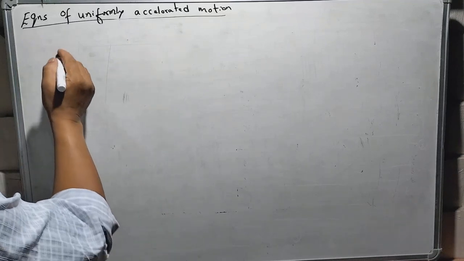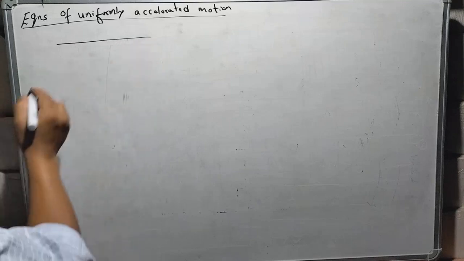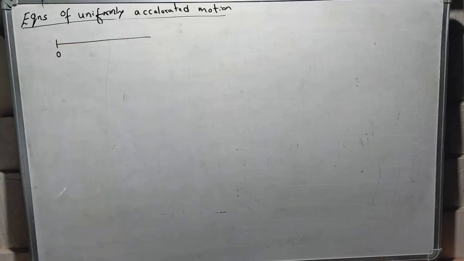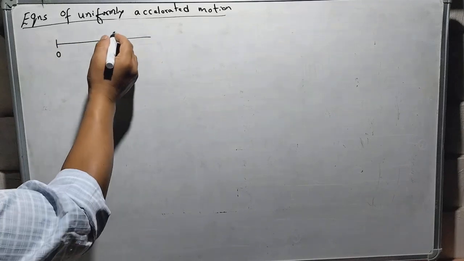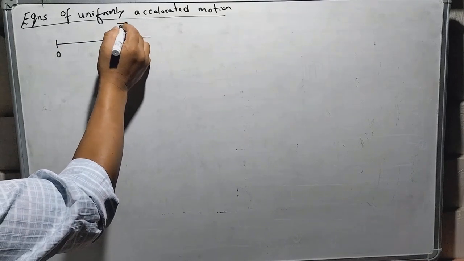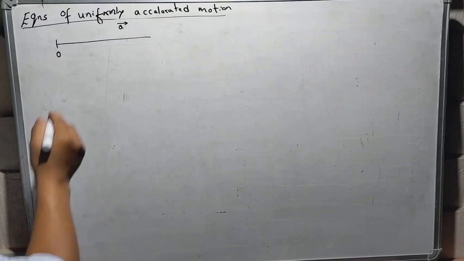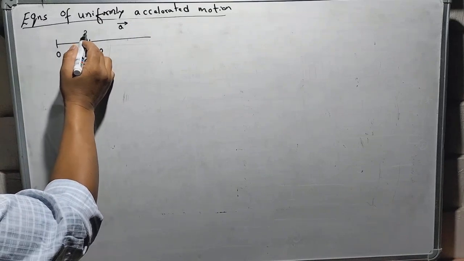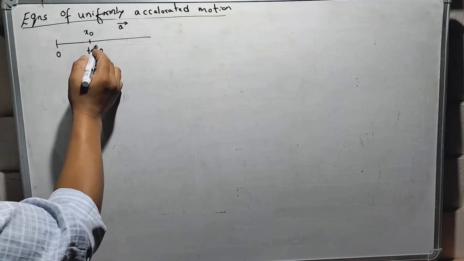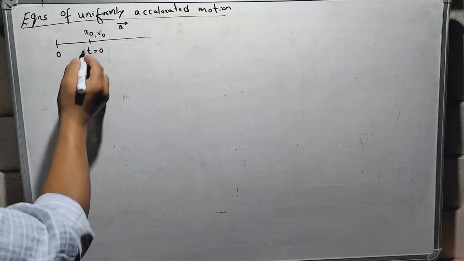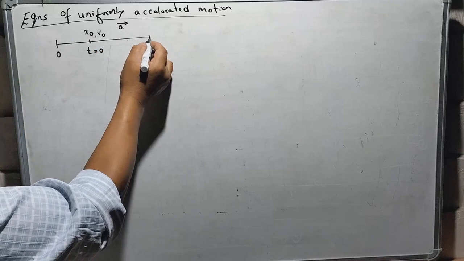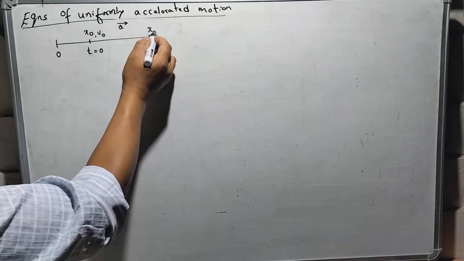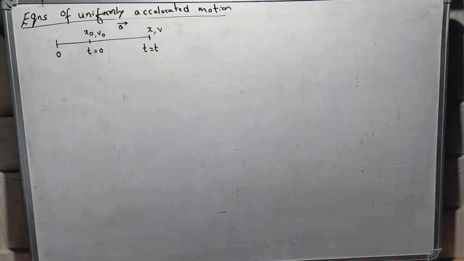So let us consider that this body is moving in a straight line path along the x-axis with a uniform acceleration a. Now suppose at time t equals 0, the position of the body is x0 and the velocity is v0 at this point. And after a time t, say the position is x and the velocity is v.